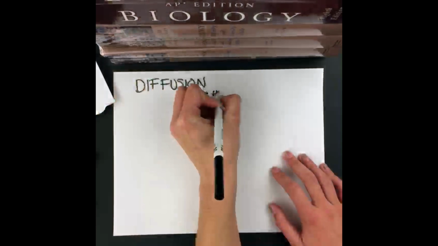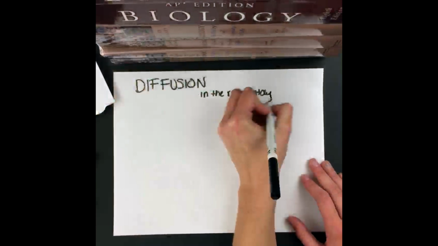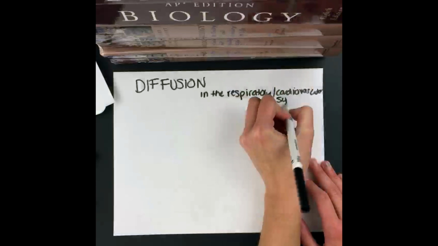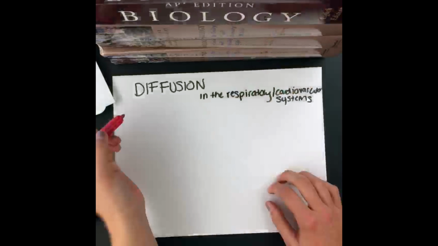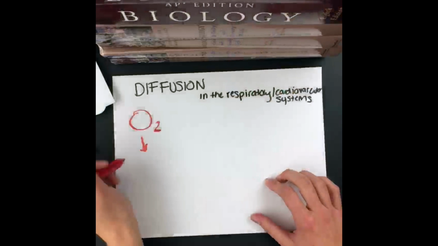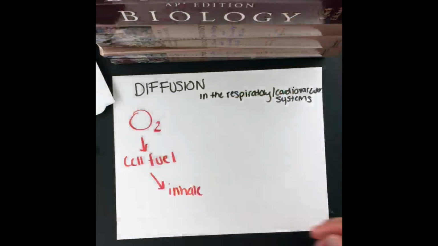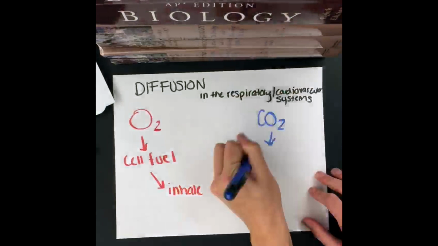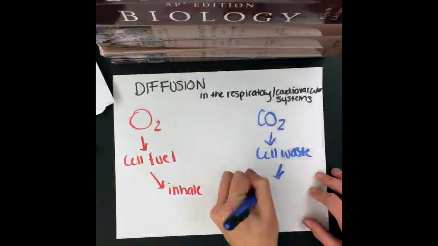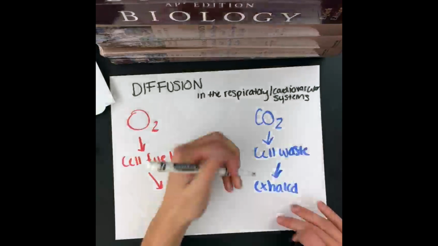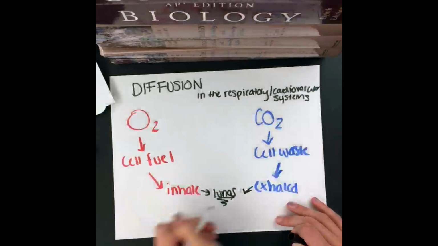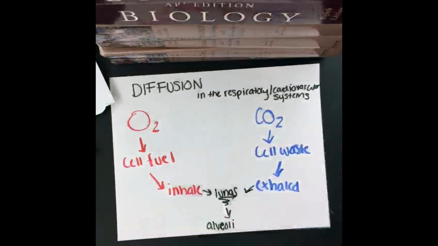Diffusion in the respiratory and cardiovascular system. The function of this process is to regulate the transfer of oxygen and carbon dioxide in and out of the body. Oxygen is fuel for the cell and is inhaled to be used during cellular respiration. Carbon dioxide is a waste product of cells and is exhaled through cellular respiration. Both gases travel through the lungs, going either into or out of the alveoli, which we will talk about later.